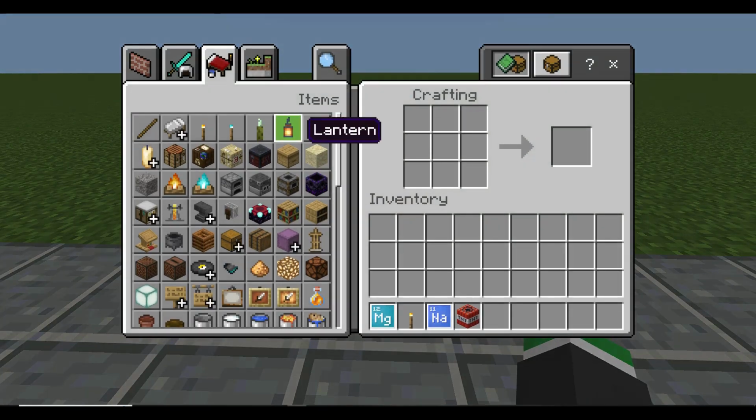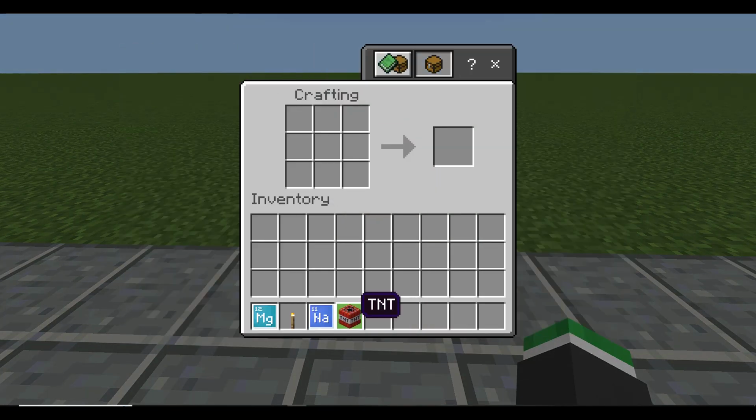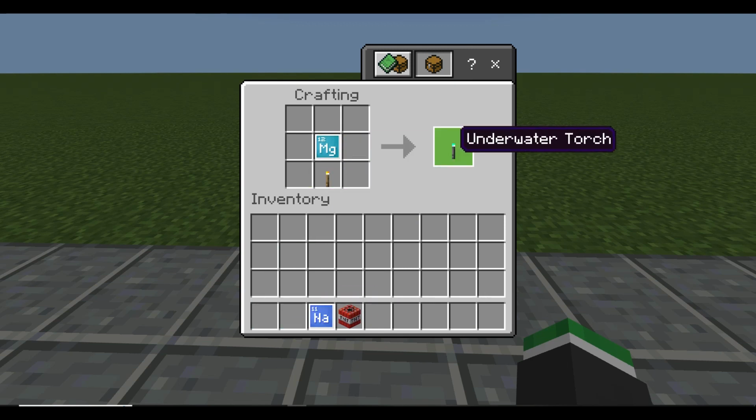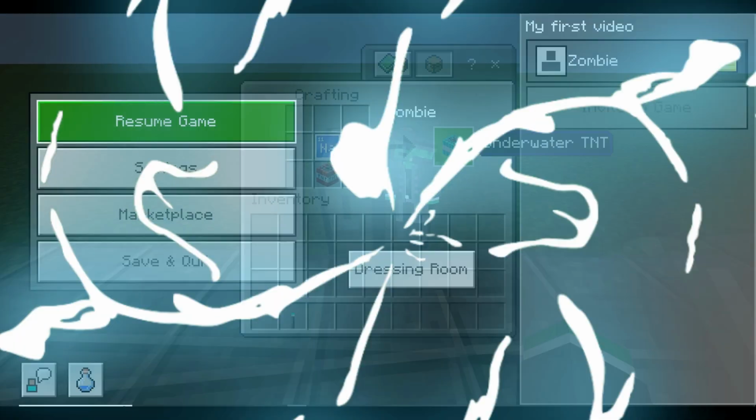So now going over to the crafting table, we're going to make an underwater torch and underwater TNT.